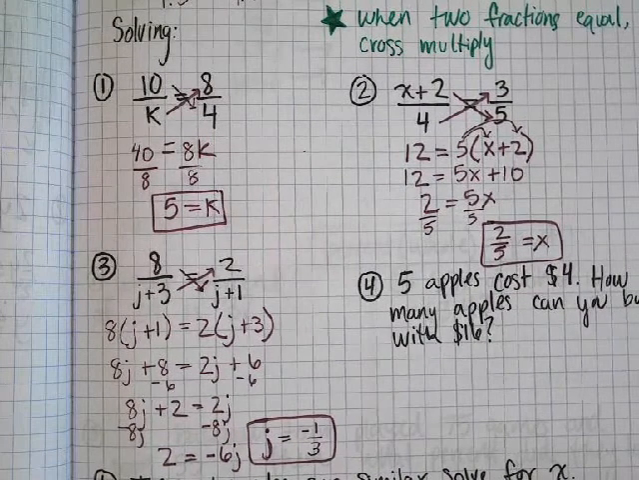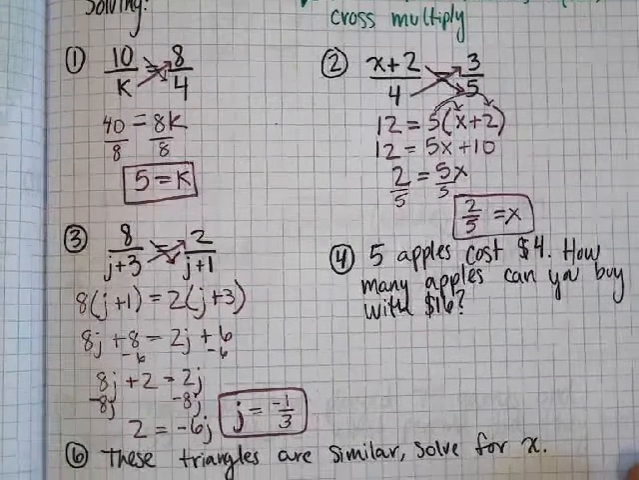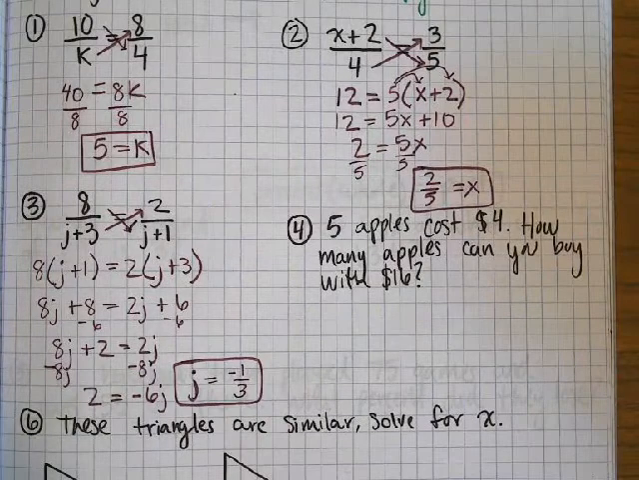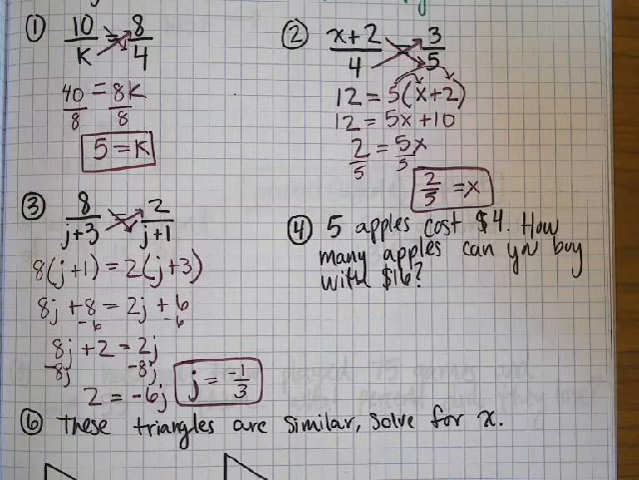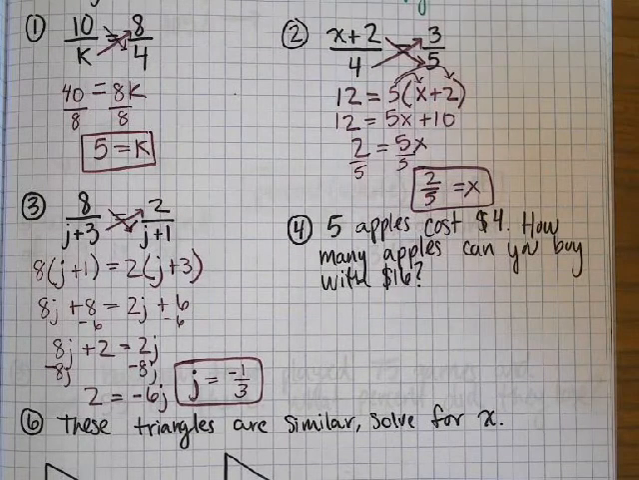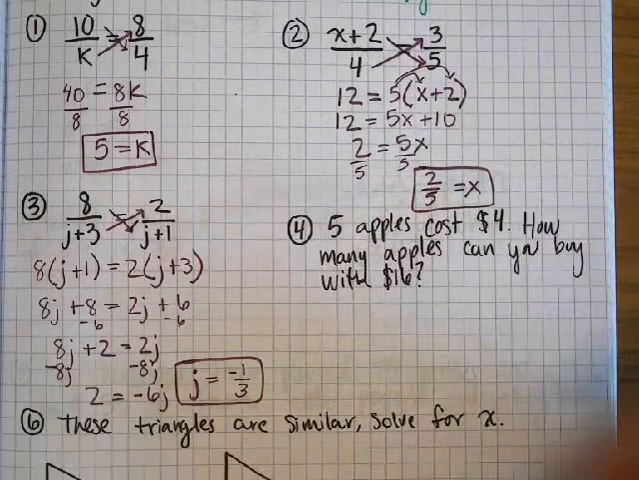All right, okay, lots of times the proportions also come with word problems. Don't let those freak you out a little bit, okay? It's just gonna be the same, okay? So it says 5 apples cost $4. How many apples can you buy with $16? Okay, so 5 apples cost $4. How many can we buy with 16?